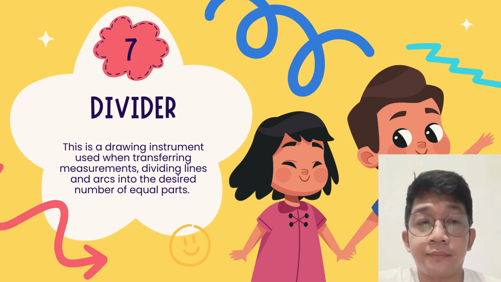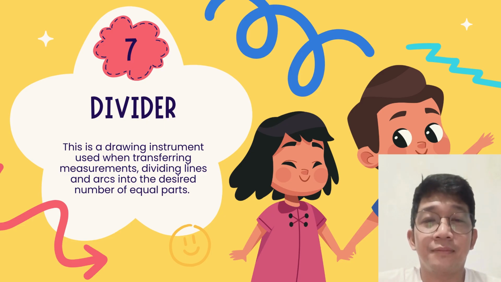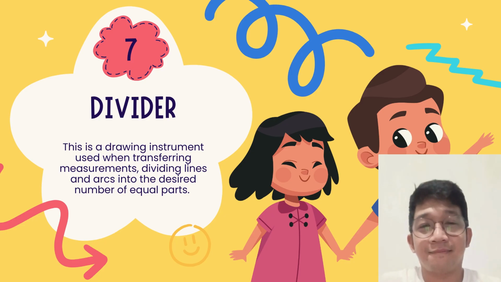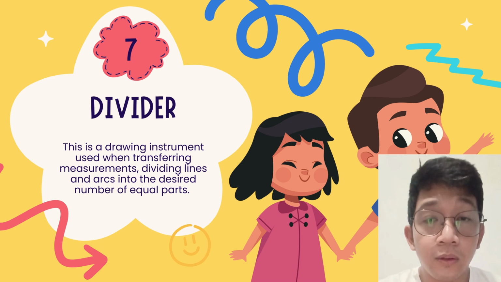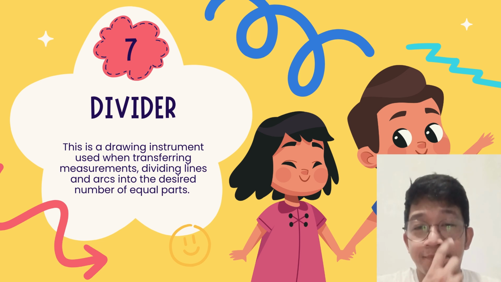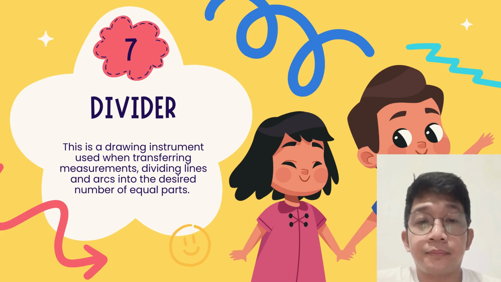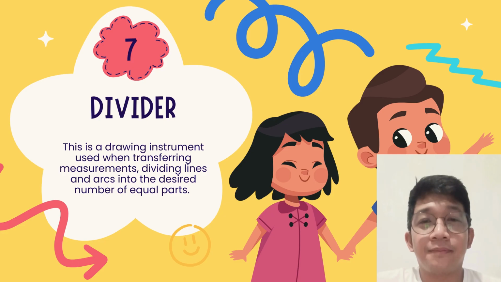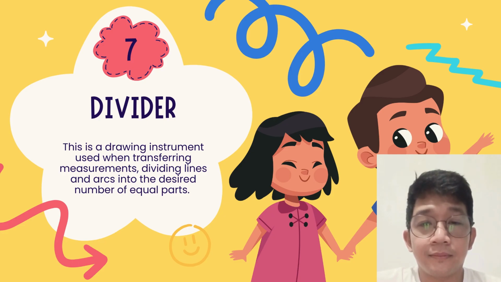Divider. This is a drawing instrument used when transferring measurements, dividing lines and arcs into the desired number of equal parts. A divider and a compass look similar because both have two legs joined at the top, but they serve different purposes in drafting. Compass. A compass is used to draw circles and arcs. One leg has a needlepoint to anchor it on the paper, while the other leg holds a pencil or lead to draw the circle. It is mainly used for creating curves and round shapes with precise measurements.